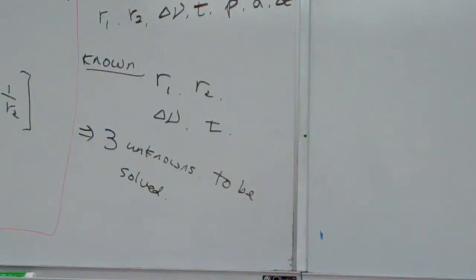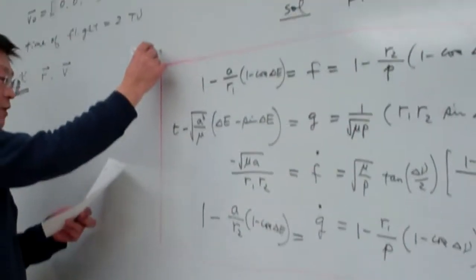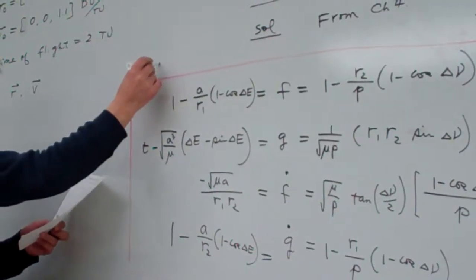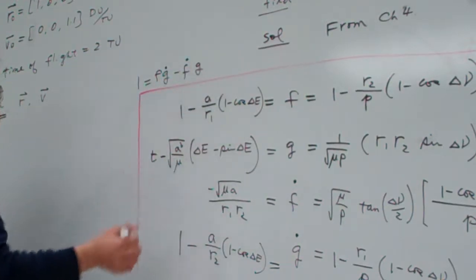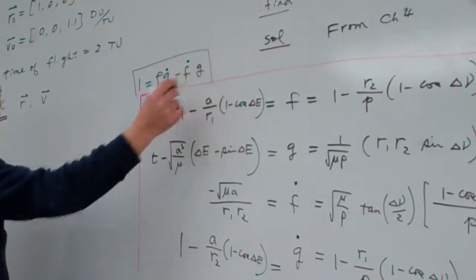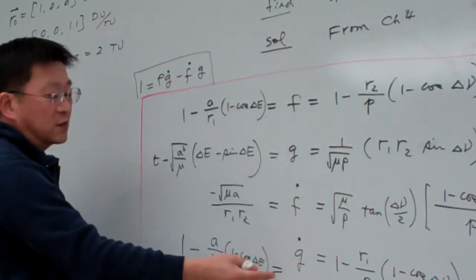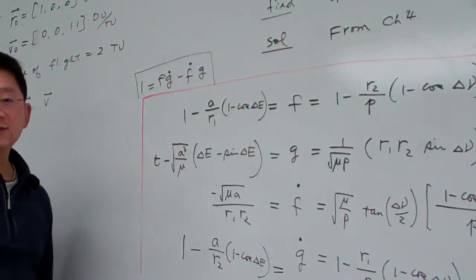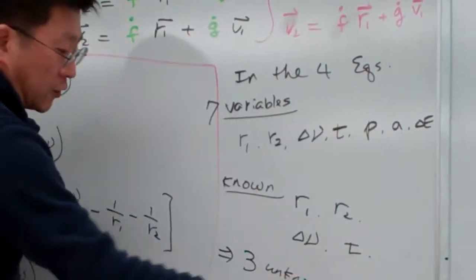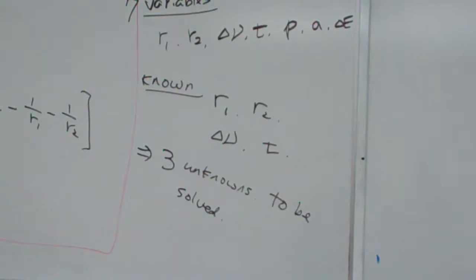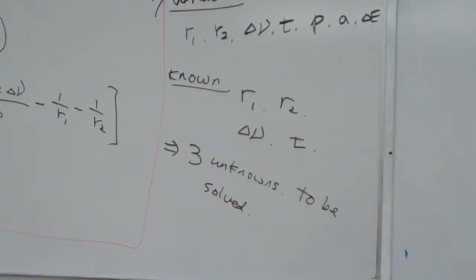Also, from the 4 equations, we know there is a relation: 1 equals f g dot minus f dot g. So with this constraint, the 4 coefficients basically only provide us 3 independent equations. Out of the 3 independent equations, we have 3 unknowns to solve. So in theory, three equations, three unknowns, we should be able to solve for it.